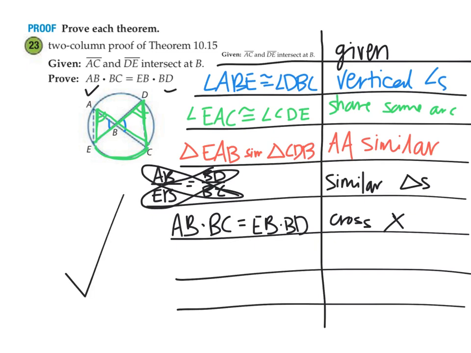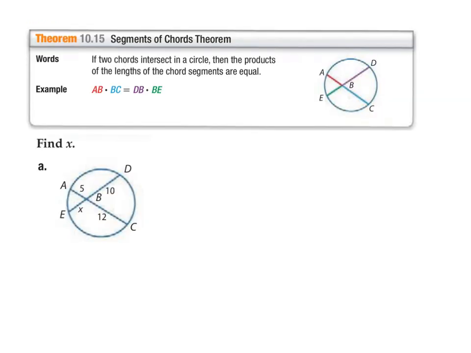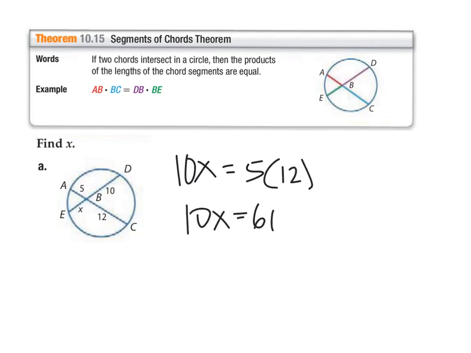Now let's take a look at how we can use this theorem to help us solve some problems. Here's the first one. We're trying to find x. According to our theorem, if I multiply 10 times x, that's going to equal 5 times 12. So 10x is going to equal 60. So x is equal to 6.